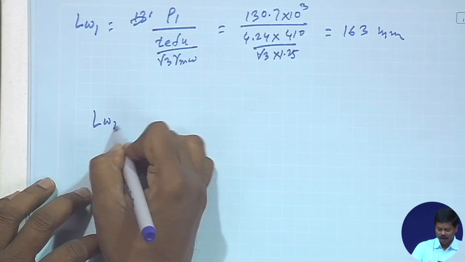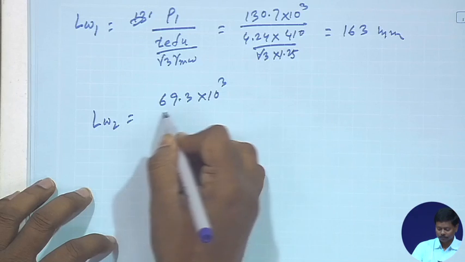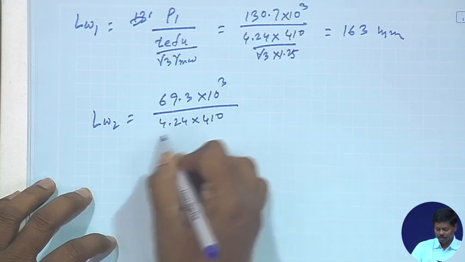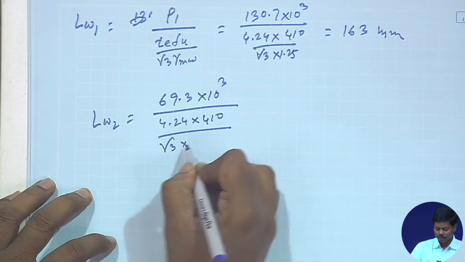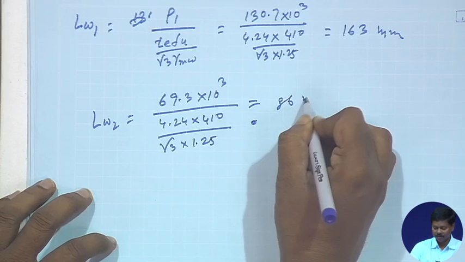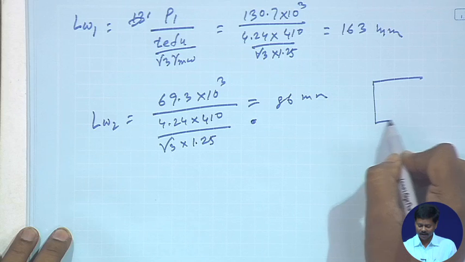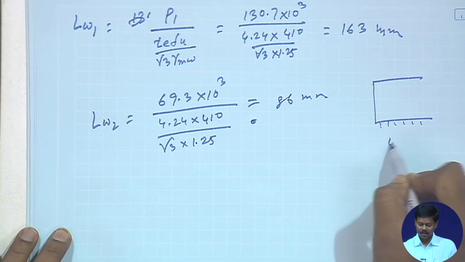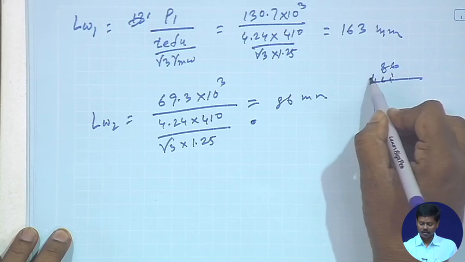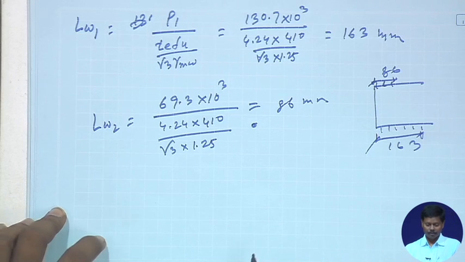Similarly, LW2 I can find out, that will be 69.3, then 4.24 into 410 by root 3 into 1.25. So, this is becoming 86 millimeter, right. So, the distribution of the weld length will be like this, it will be 163 and this will be 86, right. So, in this way we have to distribute.